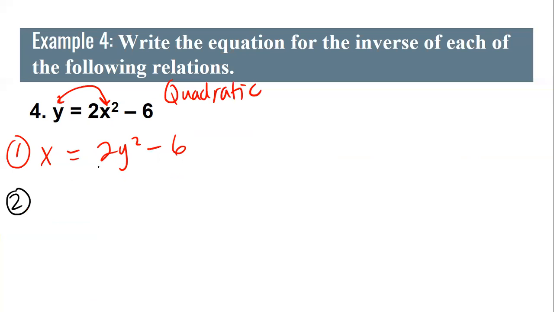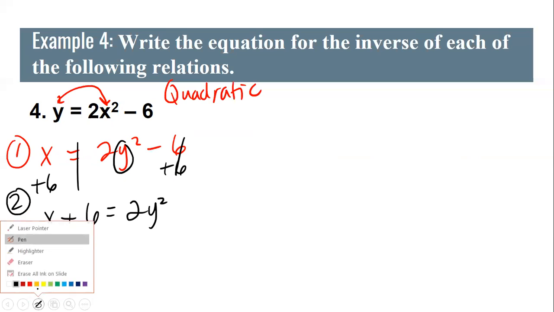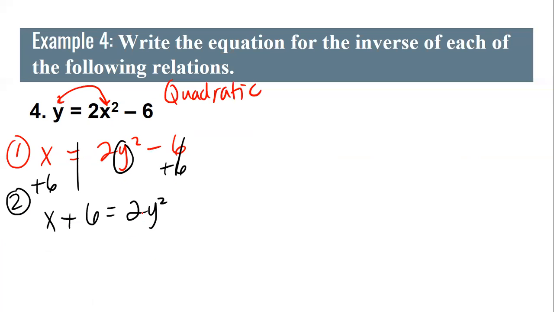Okay. Step 2 is to start doing whatever I need to do to get y by itself. So what's the first thing I need to do? I'm going to add 6. What I do on one side, I do to the other. These are not like terms, so they just become neighbors. All right. What else do I need to do to get y by itself? Divide by 2. And when we divide and multiply, it affects all terms. So that leaves me with x divided by 2 plus 3 equals y squared.